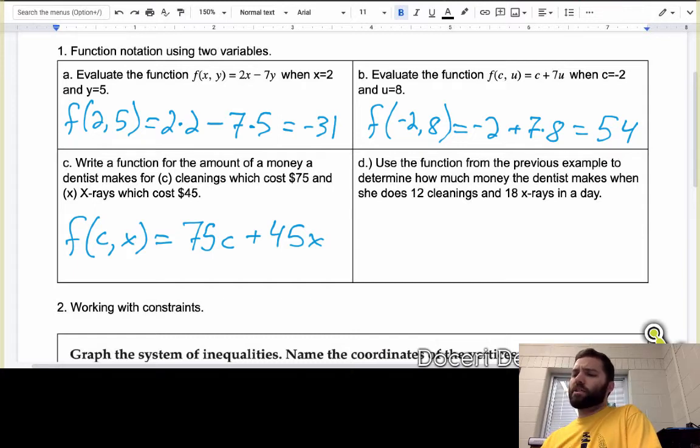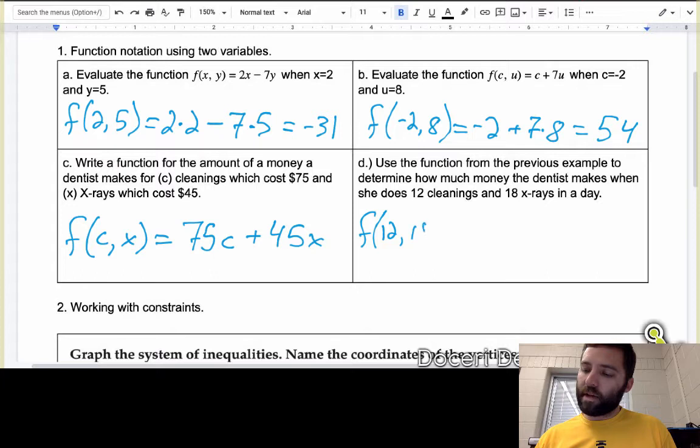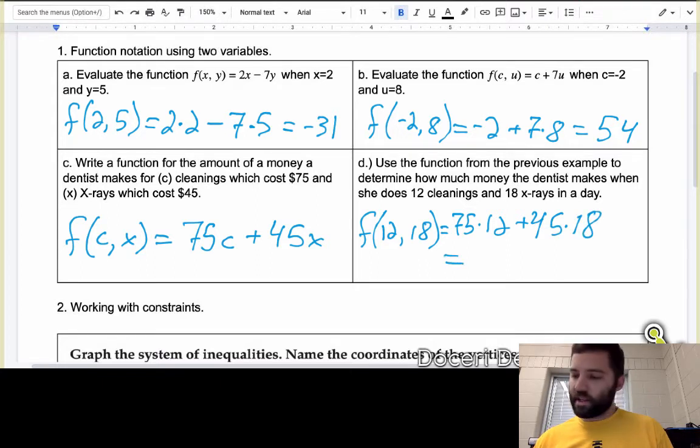All right, and so then we can use that in an actual problem. So the problem there, part D, says use the function from the previous example to determine how much money the dentist will make when she does 12 cleanings and 18 x-rays. Well, all of that is f of 12 comma 18. And so we will just plug that in. We'll get 75 times 12 plus 45 times 18. And when you compute that, you end up getting $1,710 the dentist makes.